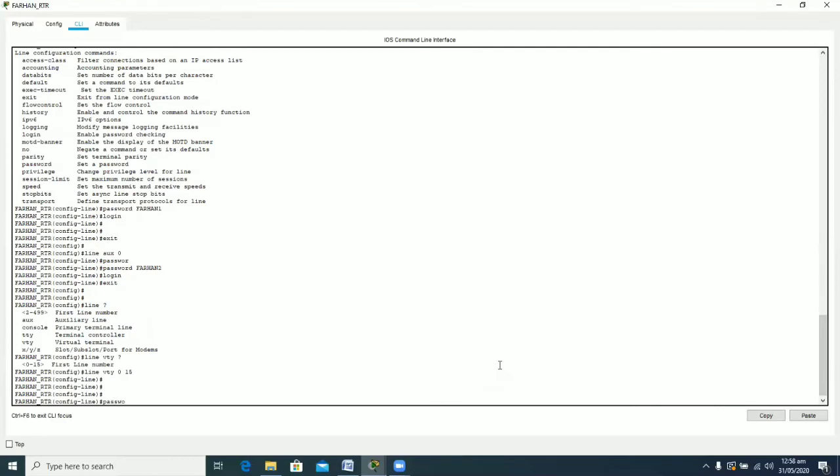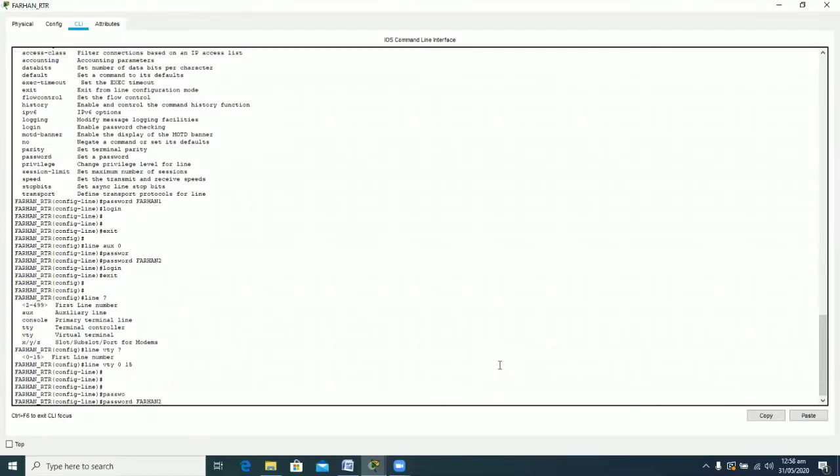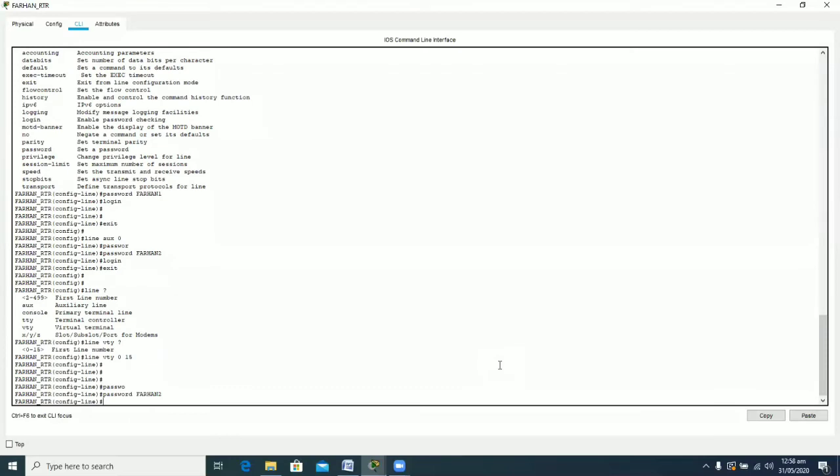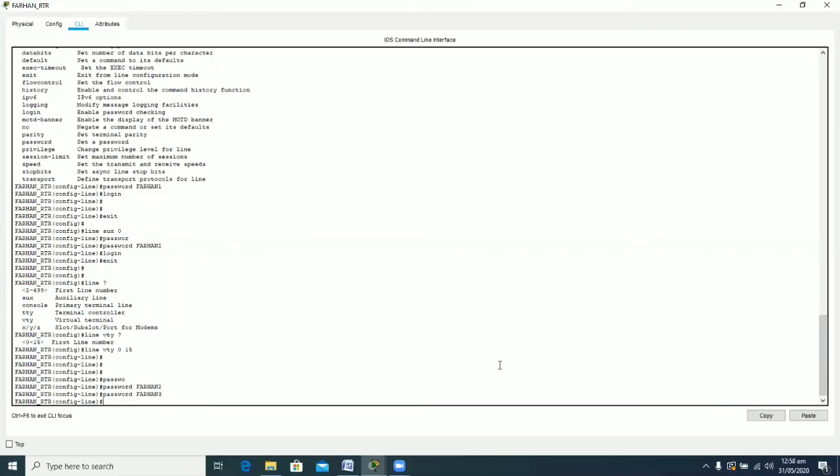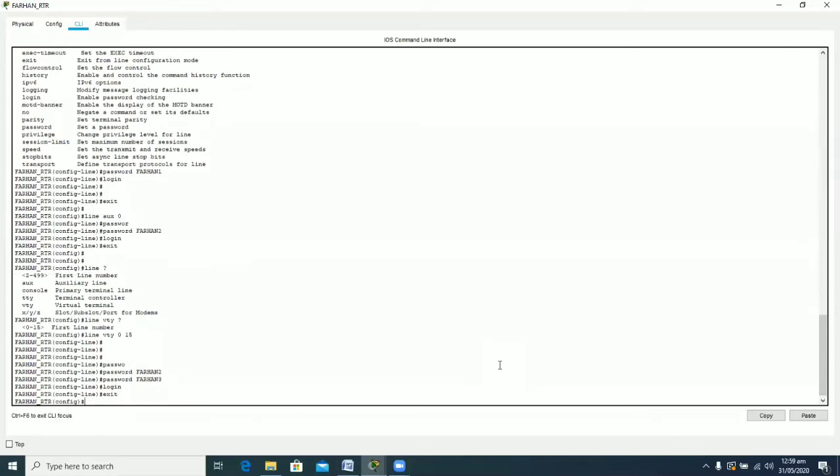So another password is given. Sorry, not Farhan2, Farhan3. Password Farhan3. Another login command to enable the VTY connection, to ask the user about the password. This login command enables the password asking feature. So this is exiting from the telnet interface. So basically we have now configured our console line, the auxiliary line, as well as our VTY line.